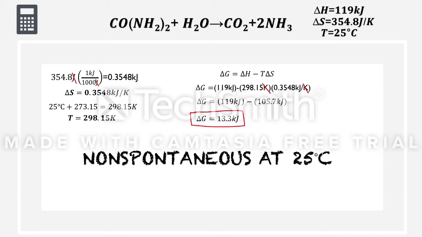Does that match our prediction? Yes, the reaction is spontaneous at higher temperatures and non-spontaneous at lower temperatures.